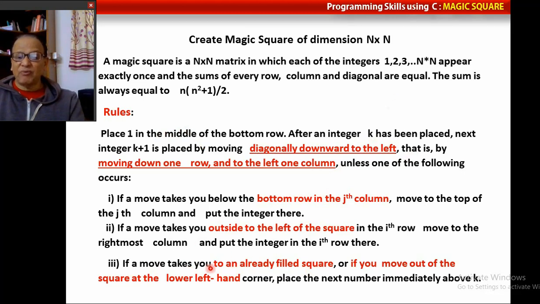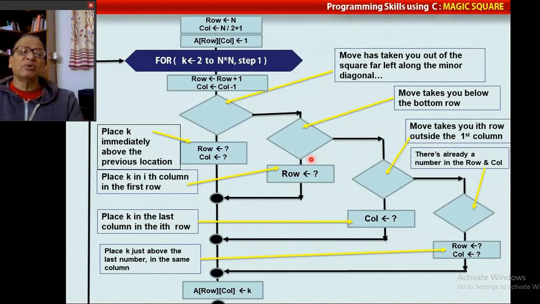So if a move takes you already to a filled square, or if you move out of the square at the lower left hand corner, place the next number immediately above that k. So these are the rules. Kindly go through these rules again and again, and try to come out with the solution. But I'm going to give you a flowchart for that. So I've made your task very simple.